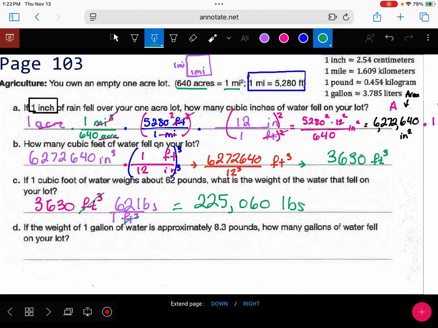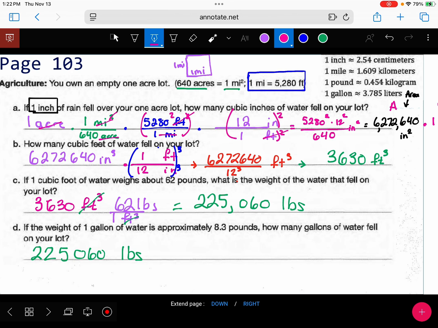That was 1 inch of rain. We've had rainstorms that got 6 and more inches. So let's figure out how many gallons we had there, because that's a more common unit that we think of with water. 1 gallon of water is about 8.3 pounds. We can take our pounds and convert to gallons. So if we have 225,060 pounds, and 1 gallon of water is about 8.3 pounds, how can I set that up?